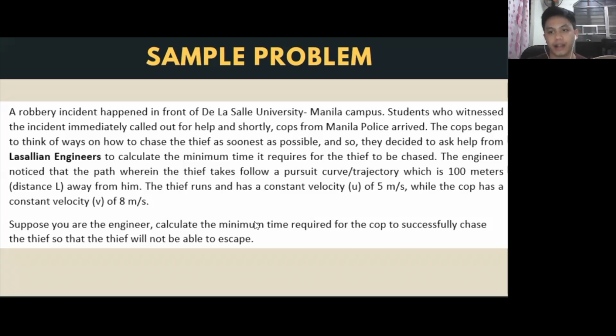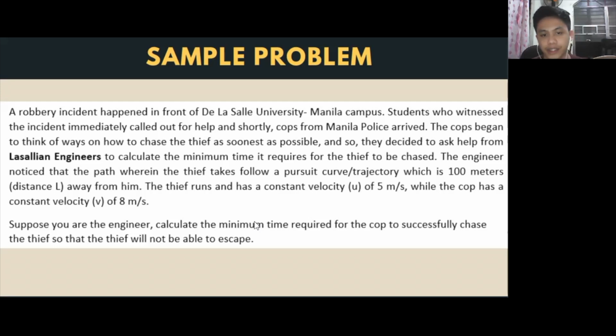La Salle University Manila campus. Students who witnessed the incident immediately called out for help, and shortly, cops from Manila police arrived. The cops began to think of ways on how to chase the thief as soon as possible, and so they decided to ask help from the engineers to calculate the minimum time it requires for the thief to be chased. The engineer noticed that the path the thief takes follows a pursuit curve or trajectory, which is 100 meters away from him. The thief runs at a constant velocity u of 5 meters per second, while the cop has a constant velocity v of 8 meters per second.